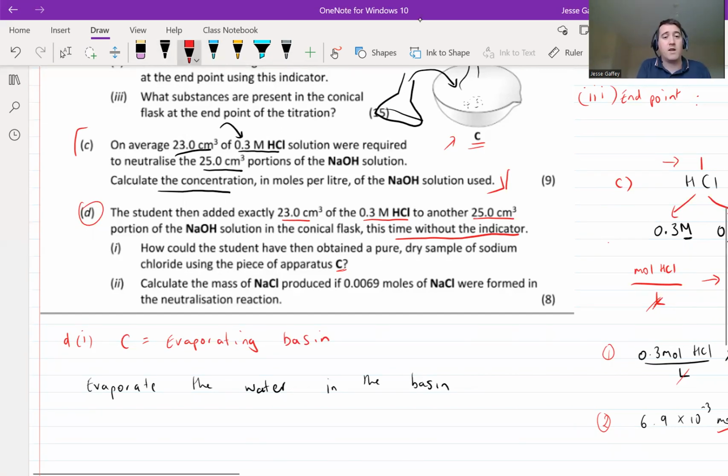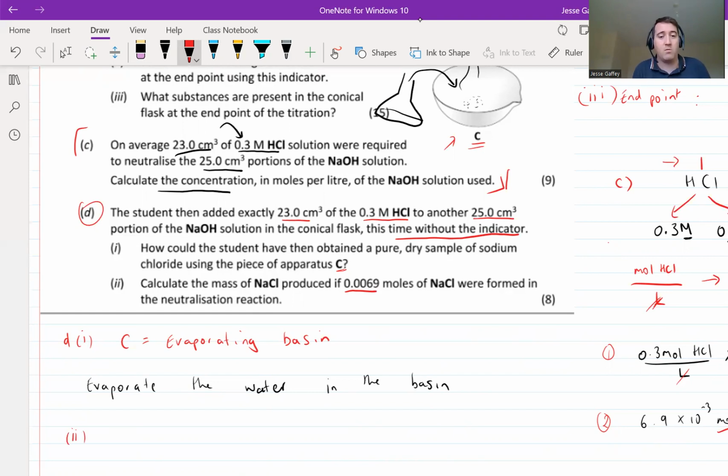All right, let's move on to the last bit here. Calculate the mass of NaCl produced if 0.0069 moles of NaCl were formed in the neutralization reaction. Okay, so look, it's telling you you produce 0.0069, and you have to tell me how many grams that is. All right, so this is pretty straightforward, I hope.